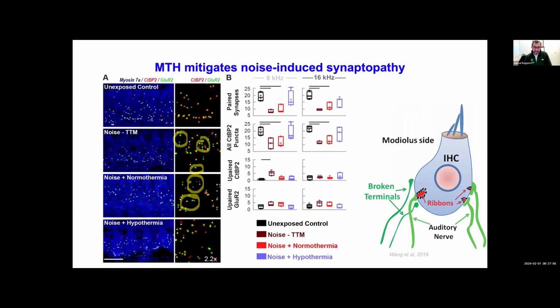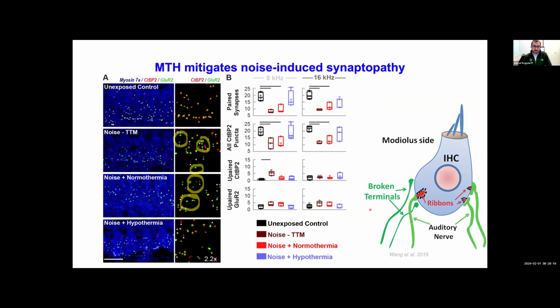And not just that, if you look at those paired synapses on this right side, what you see is that in the noise-exposed group, those synaptic elements are not only fewer, but they're actually unpaired, meaning that they don't pair with their presynaptic receptors, versus in the hypothermia group, they're pretty much always paired except for a few of them. So we're, again, very excited by these results.